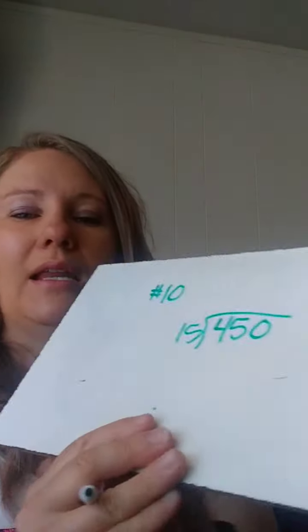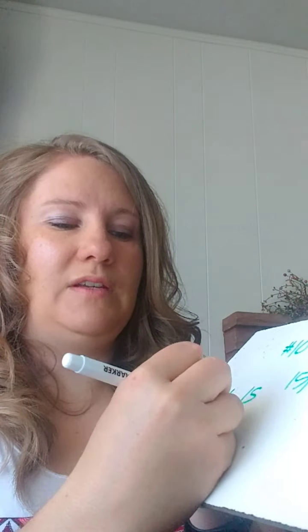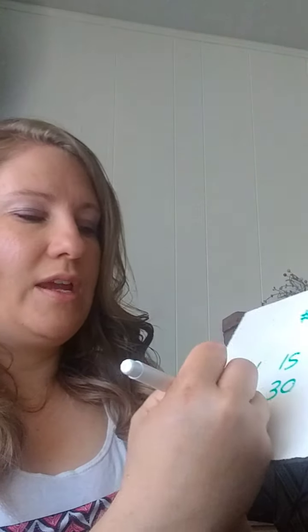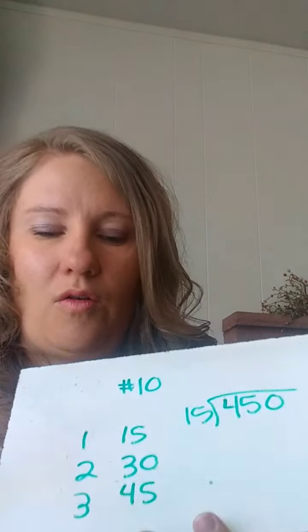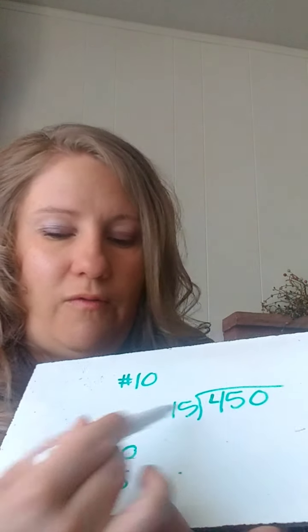All right, number 10, we are doing long division. 450 divided by 15. Okay, so again, I'm going to estimate and I'm going to add up, and an easy way to do that is do it over here on the side. So if I have one group of 15 is 15, 2 groups of 15 is 30, 3 groups of 15 is 45. So I can see that 15 will go into 45 3 times.